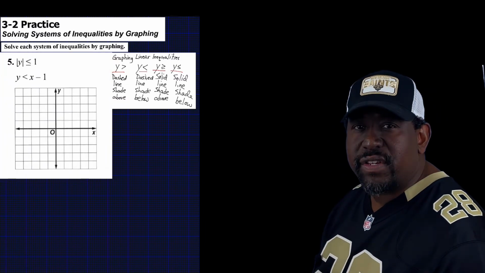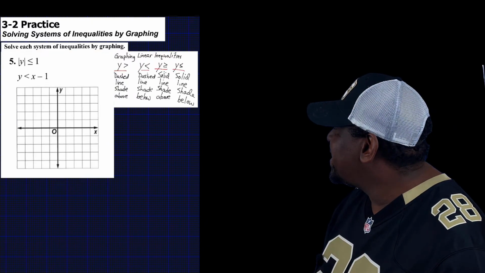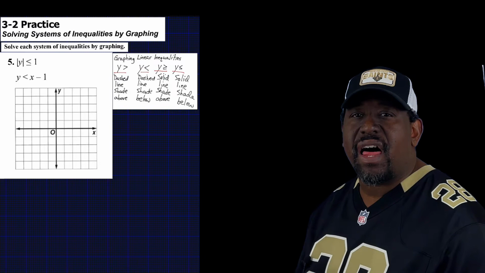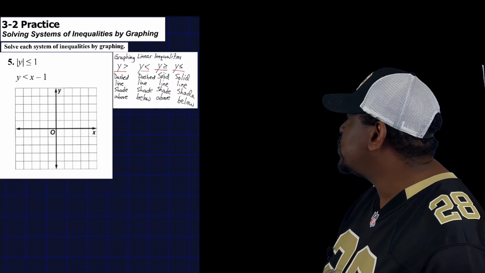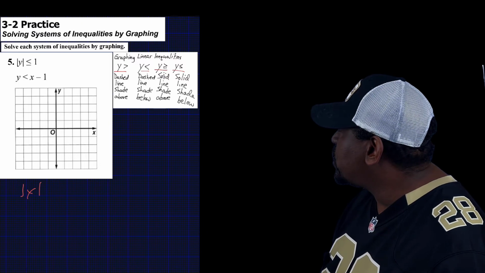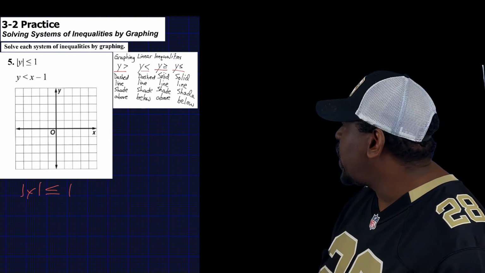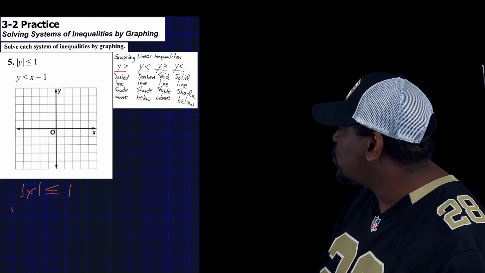What kind of line do you think that'll produce? And then we have y less than x minus 1. What kind of line and shading do you think that will produce? Well, we're about to see. The first thing we do, we want to start with one inequality at a time. We'll start with our absolute value inequality. Absolute value of y is less than or equal to 1.